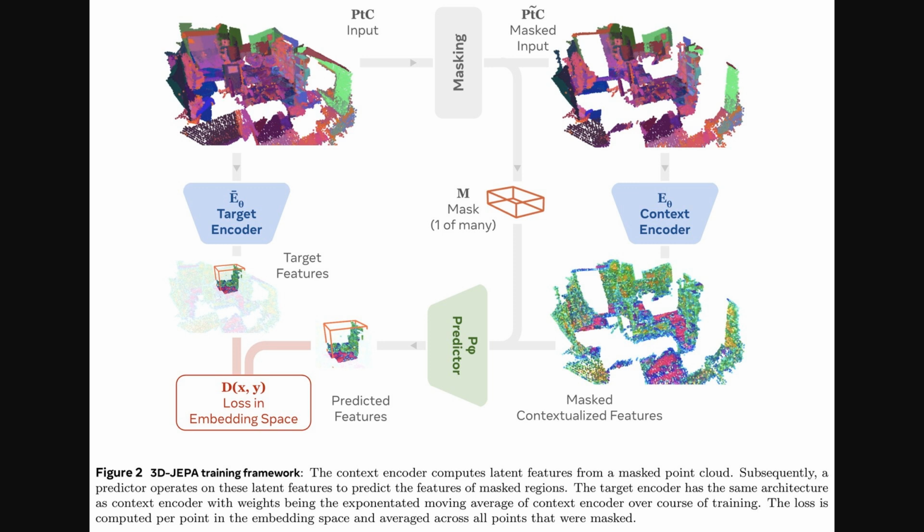These guesses are compared to features from a target encoder, a more stable version of the context encoder, and the difference, or loss, is calculated in an embedding space. An embedding space is a kind of mathematical map where similar items are located near each other.